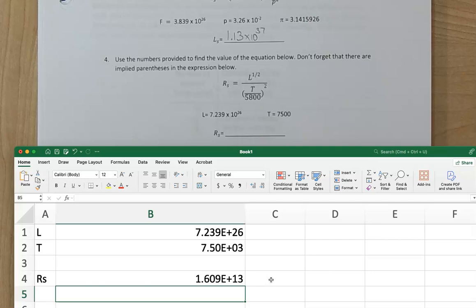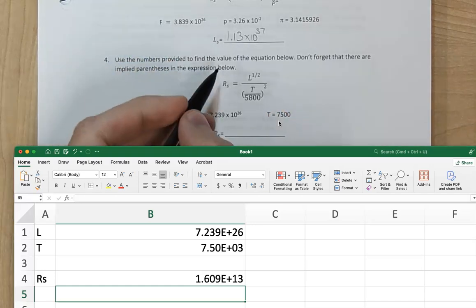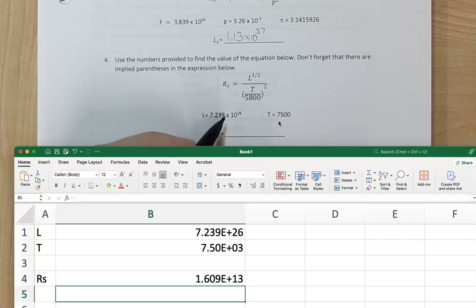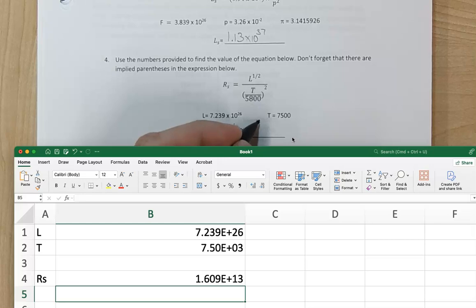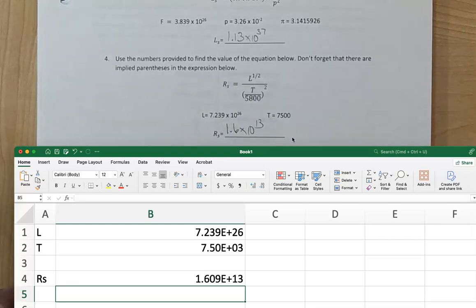But what's the right number of significant digits? Well, L has 4. T only has 2. So T is the one with fewer significant digits, so that's what I have to round to. I have to round my value of R to 2 significant digits. What are the 2 significant digits? The 1.6. So my value of R is 1.6 times 10 to the 13th power.